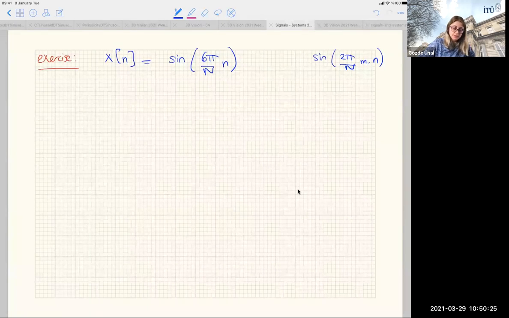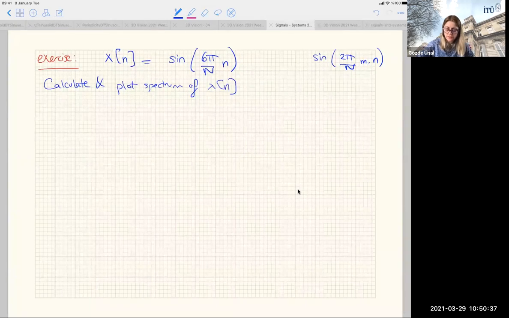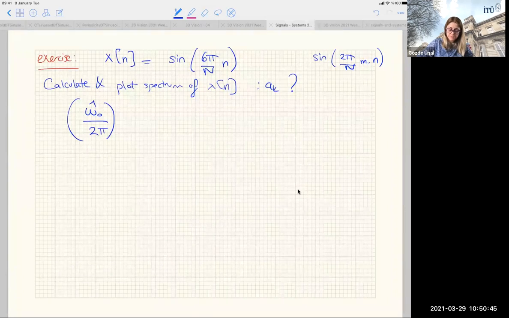Okay? So I'm asking you, calculate and plot the spectrum of x of n. So here you need to calculate a_k. Maybe I'll give you a hint. Look at this again, to see the periodicity and the fundamental period. Any questions here?